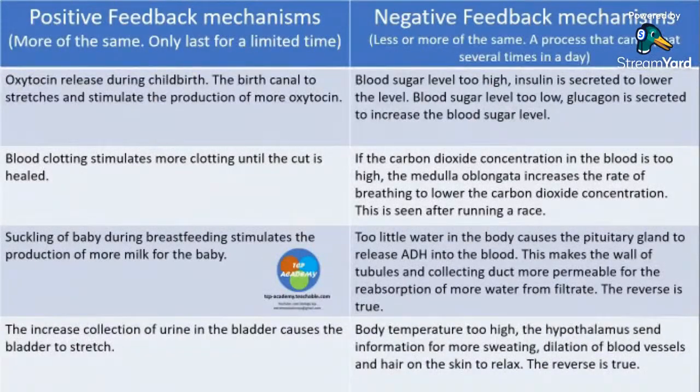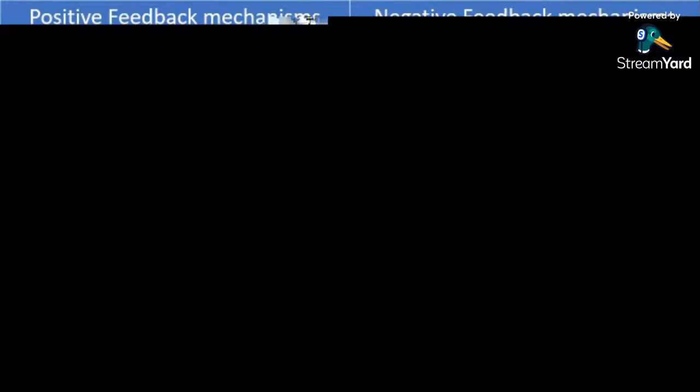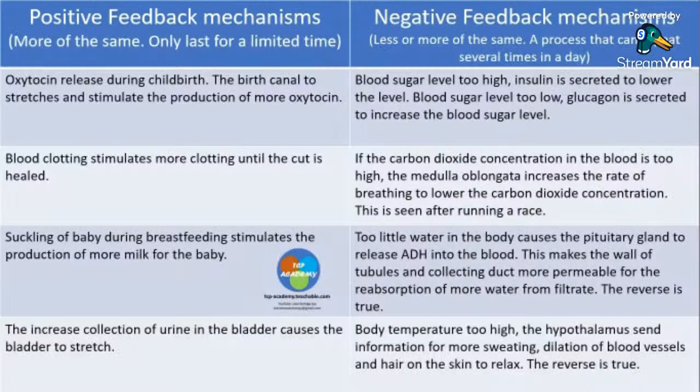Now, if a carbon dioxide concentration in the blood is too high, the medulla oblongata increases the rate of breathing to lower the carbon dioxide concentration. This is seen after a race.